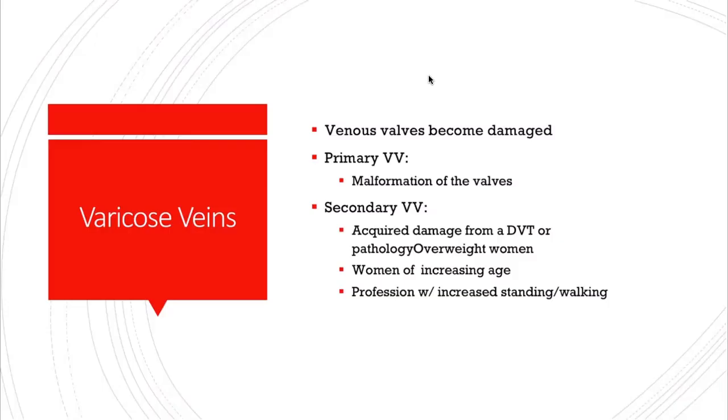I highlight that the veins appear very superficial and are dilated and can be seen bulging out from under the skin. Primary varicose veins occur as a malformation of valves. Secondary varicose veins are acquired from damage from a disease or a DVT. Overweight women of increased age with a family history of varicose veins are more susceptible. Other contributing factors are professions that include standing or walking for most of the day.